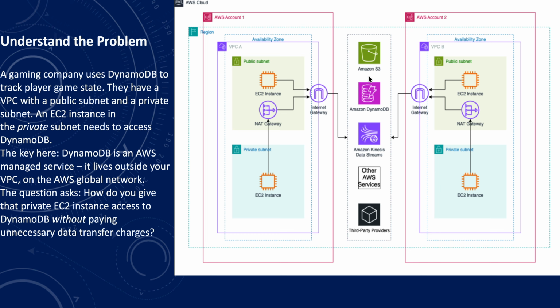To access this Amazon DynamoDB, what currently is happening is this EC2 instance will go to the NAT gateway and then to the internet gateway, and then from the internet gateway it will communicate to Amazon DynamoDB, and then it will go back in the same flow. So in this case, we are going out on the internet and then coming back to AWS, right? So we need to give a solution so that the company can save money on this. So let's see the options one by one.